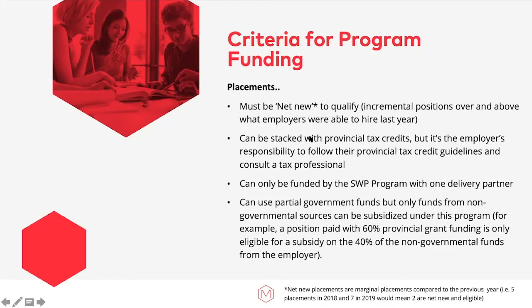A placement can only be funded by one student work placement program delivery partner. It's really just to ensure no double dipping. And finally, the placement can be funded in part by government funds from other sources, whether they be provincial or municipal. But likewise with the tax credit, the student work placement program funding can only be used to subsidize funds that are coming directly from the company or non-governmental sources.